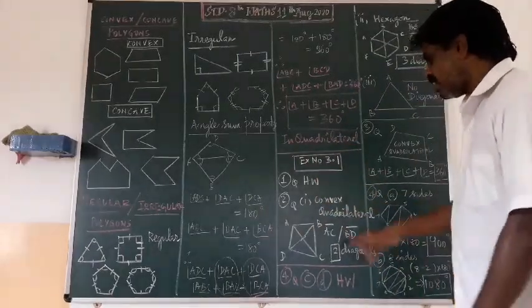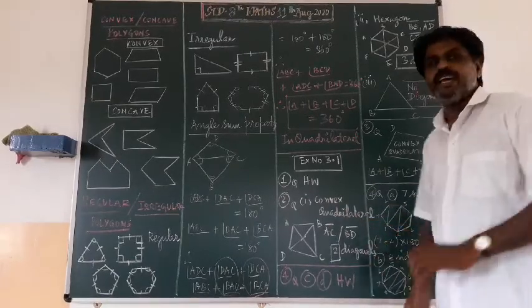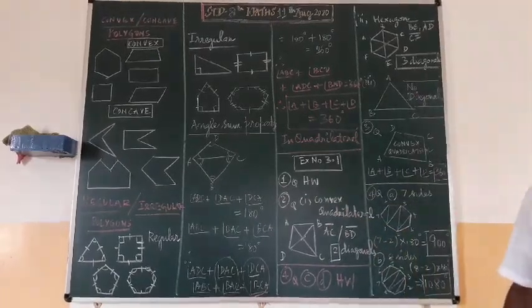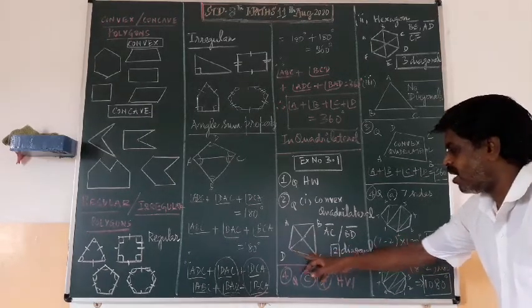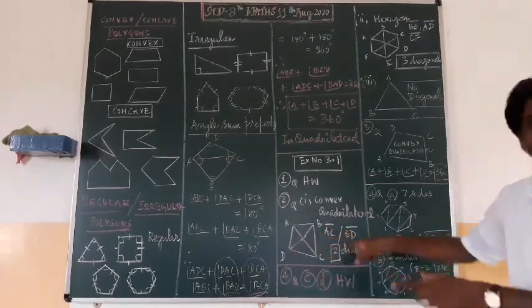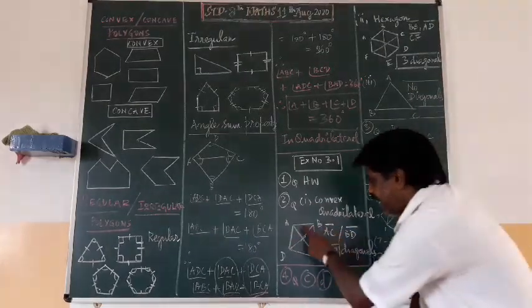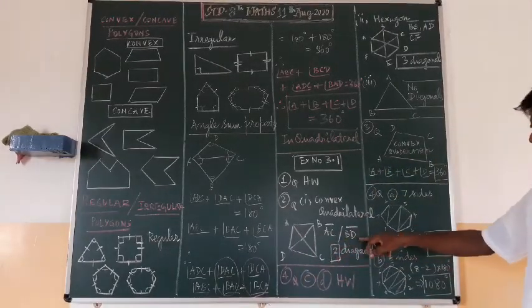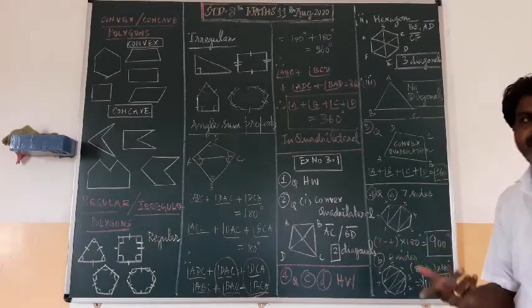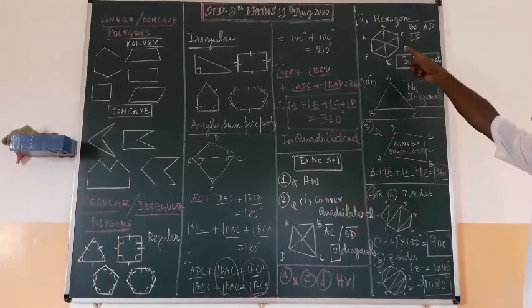Second question. They are asking about a convex quadrilateral, and how many diagonals a convex quadrilateral will have. A convex quadrilateral is a closed curve. So A, B, C, D are on a quadrilateral, with diagonals A to C and B to D. So AC is one diagonal, BD is another diagonal. So how many diagonals are there? Two diagonals are there.